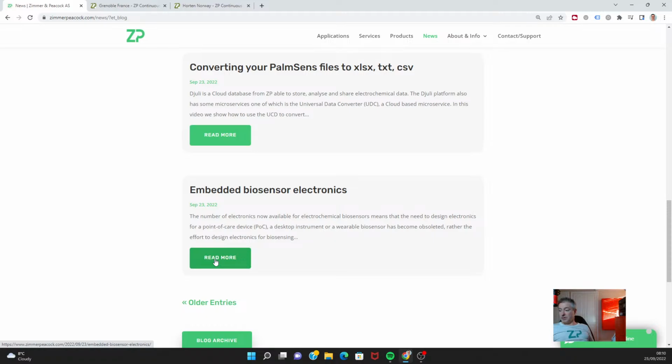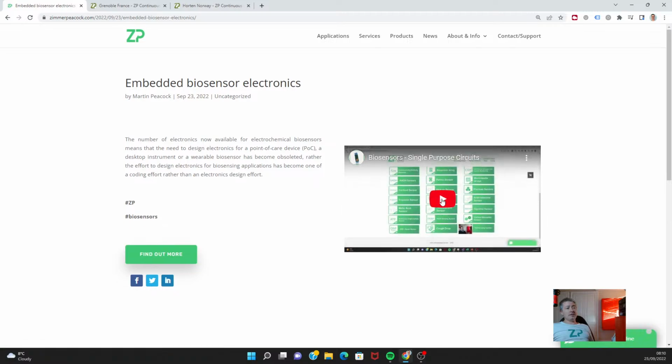I just want to say good morning to Armat. Nice to see you this morning. It's been a while. So I'm going to just talk about something that may be of particular interest to you. Embedded biosensor electronics.